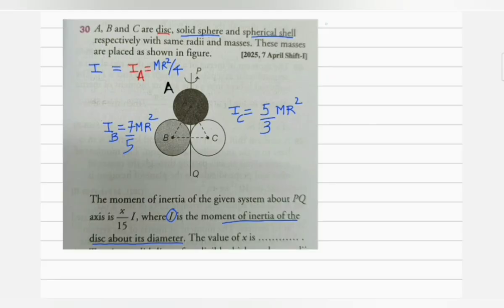So for the overall system, for the entire system, the moment of inertia of the entire system will be, students, moment of inertia of A plus moment of inertia of B plus moment of inertia of C. Who is A? Disk. Who is B? Solid sphere. Who is C?